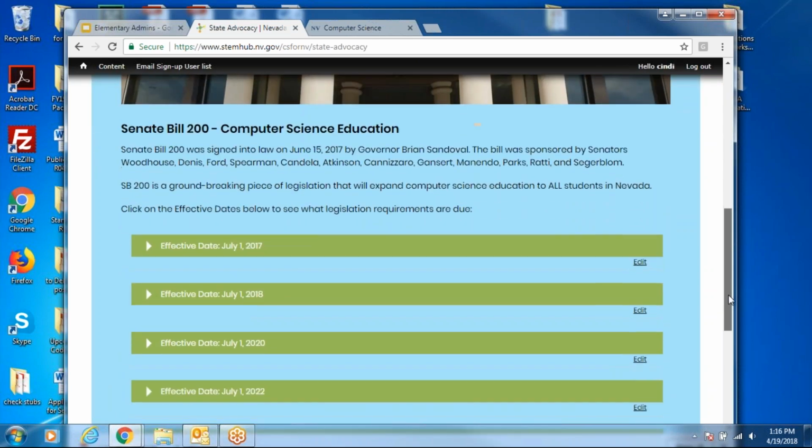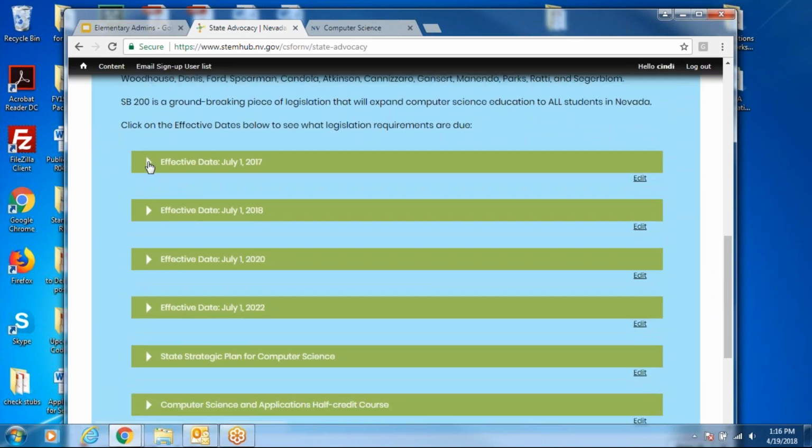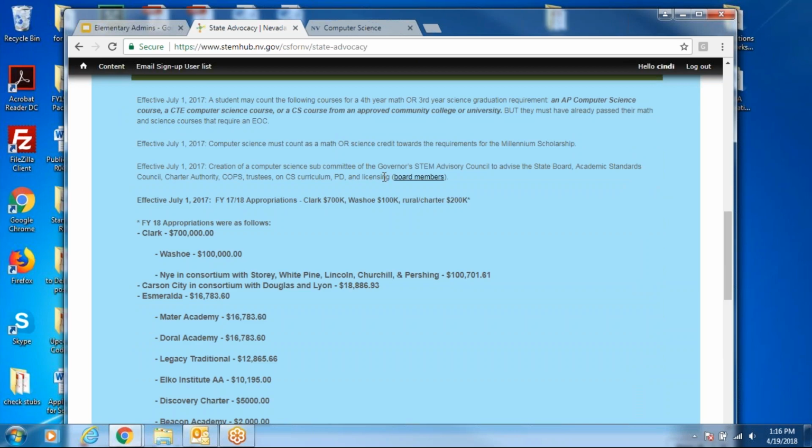So here's where I have Senate Bill 200 broken down by effective date. So for example, last July 1st, these items became effective. So for example, these first two are more so slated for secondary, high school to be exact. The third one talks about how the computer science subcommittee became part of the advisory council, and there's a link to the board members there. And then it shows the appropriations, the funding that came from Senate Bill 200.